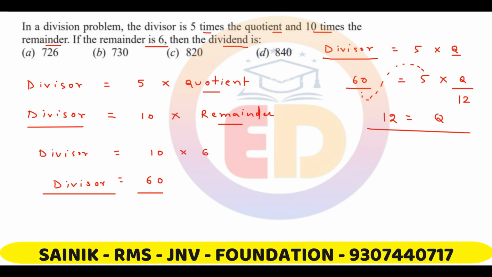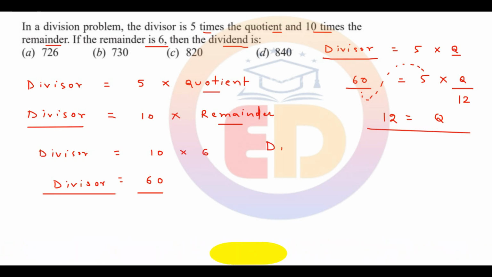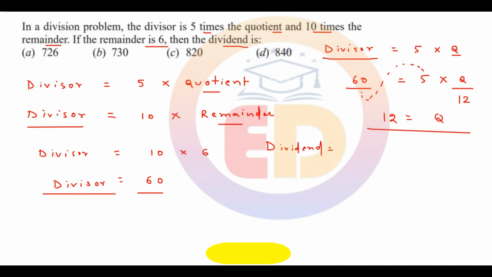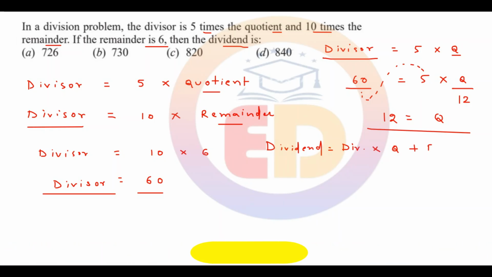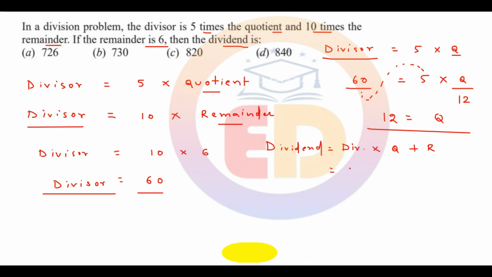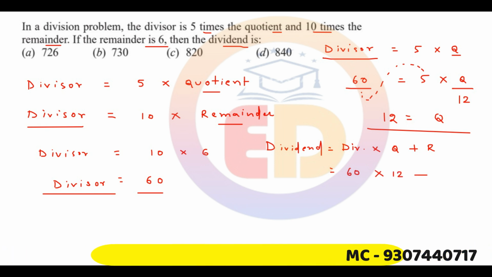Now we have the quotient 12, divisor 60, remainder is 6. We know that dividend equals divisor multiplied by quotient plus remainder. Divisor is 60, quotient is 12, remainder is 6.